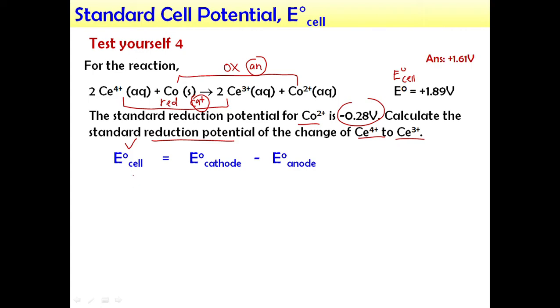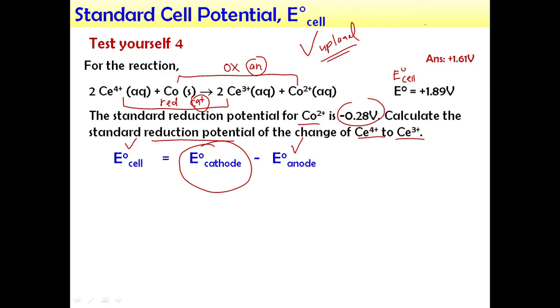Jadi, terus masukkan ke dalam value. Okay, kita dah tahu untuk Co2 plus adalah anode. Jadi, E0 cell dah ada, E0 anode pun dah ada, barulah boleh cari E0 cathode. Okay, so saya nak semua orang cuba soalan ini dan upload your answer. Okay, jawapan pun dah ada, hopefully boleh dapatlah jawapan ni.